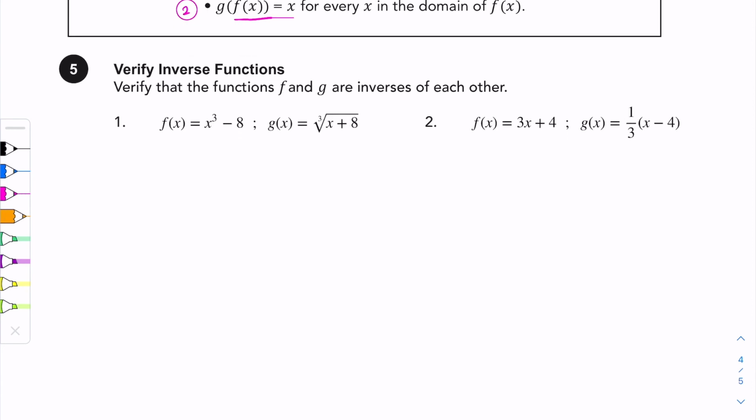For number 1, f of x is equal to x cubed minus 8, and g of x is equal to the cube root of x plus 8. We're going to start by finding f of g of x. This is equal to f evaluated at the cube root of x plus 8.